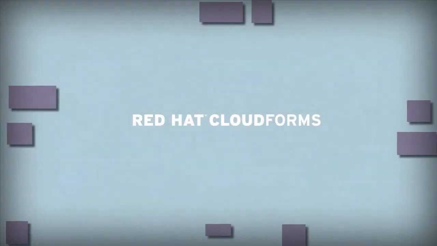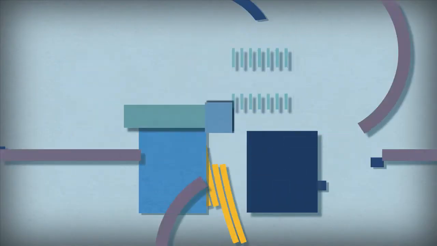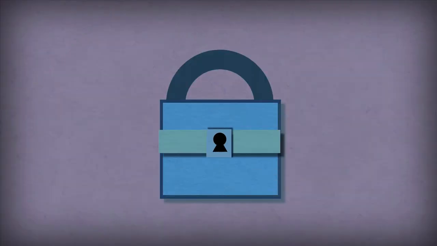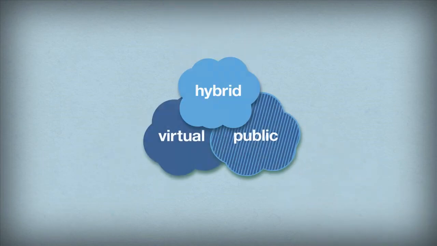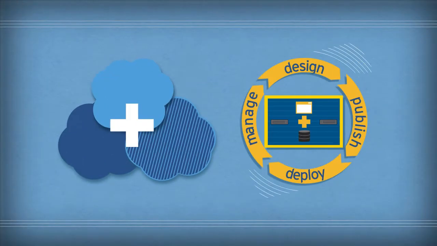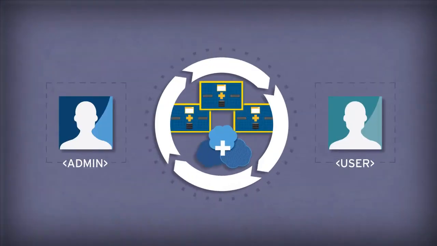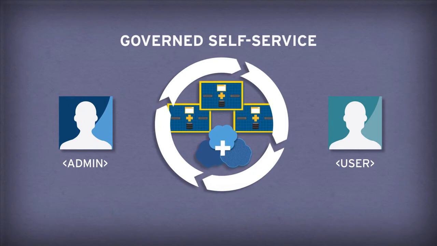Red Hat CloudForms is an open hybrid cloud management framework that delivers the flexibility and agility businesses want, with the control and governance that IT needs. With CloudForms, you can build and manage an open hybrid cloud infrastructure, build cloud applications, and manage application lifecycles, and enable governed self-service deployment for your end users.